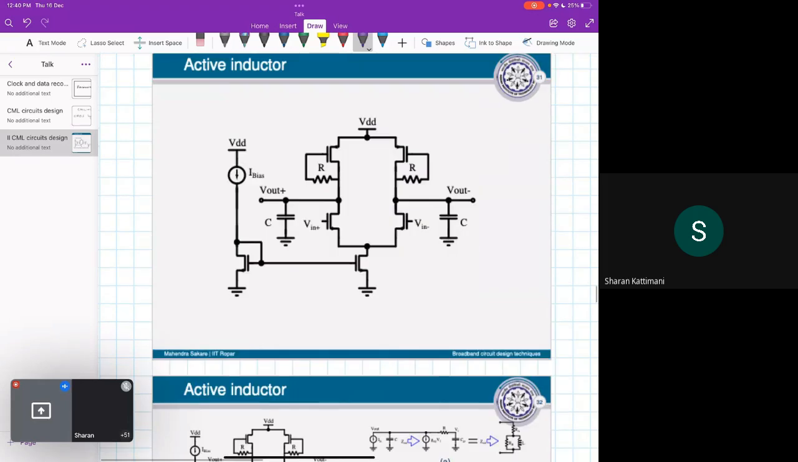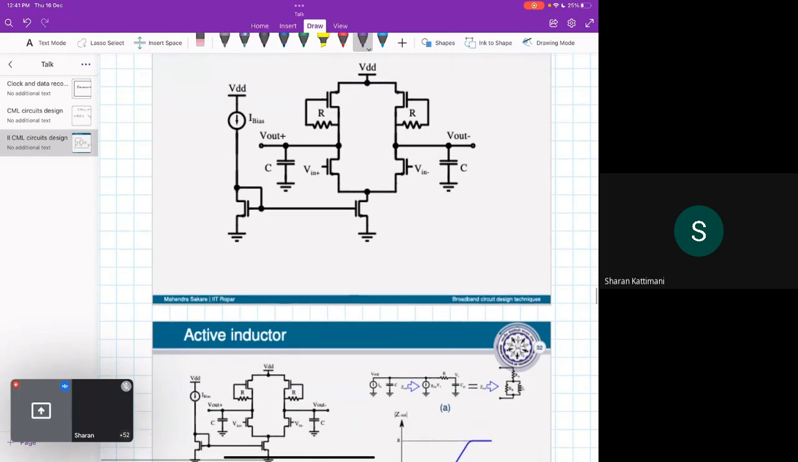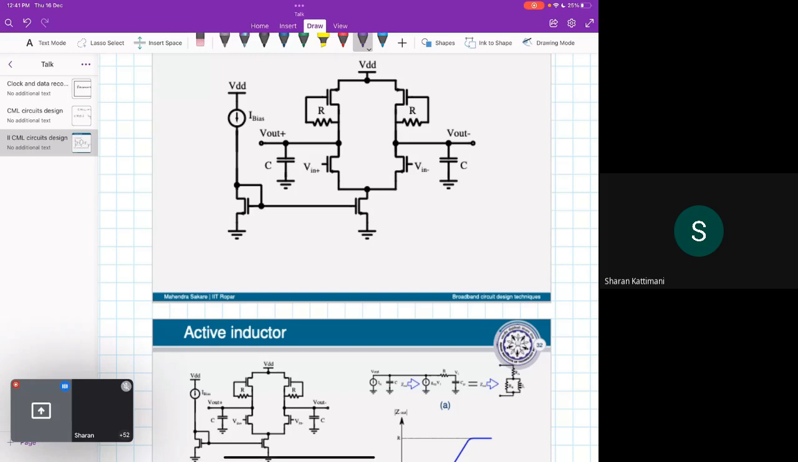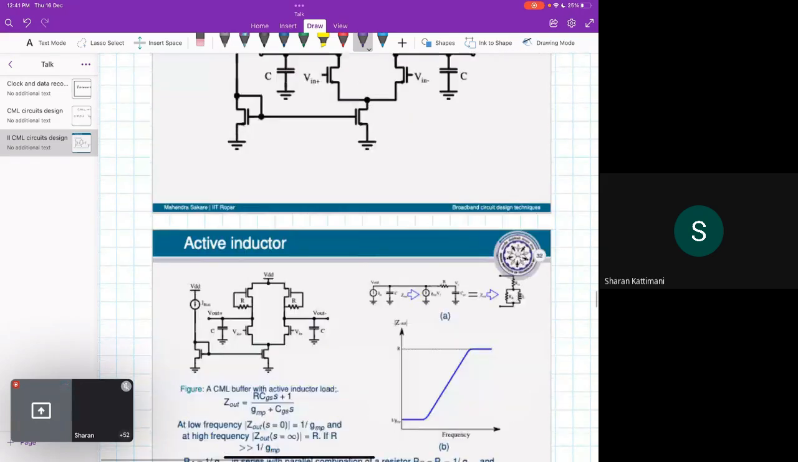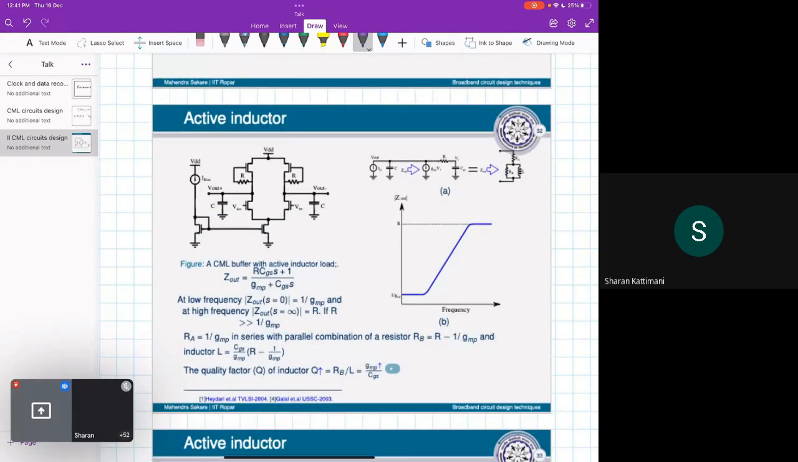Okay, so what can be the solution? One of the solutions of this problem is to use an active inductor. So rather than putting an actual inductor, you will make a modification in the circuitry so that it emulates an inductor. Okay, so here you can see if we put a resistor between gate and drain in this manner, then if you solve this, you can emulate the inductor.